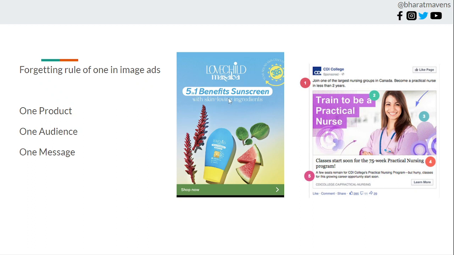It has a very vague message saying "fine one benefits." I don't know what the fine one benefits are. Then it says "skin loving ingredients." I don't know what a skin loving ingredient is. So this is very obscure in terms of what it is trying to convey.